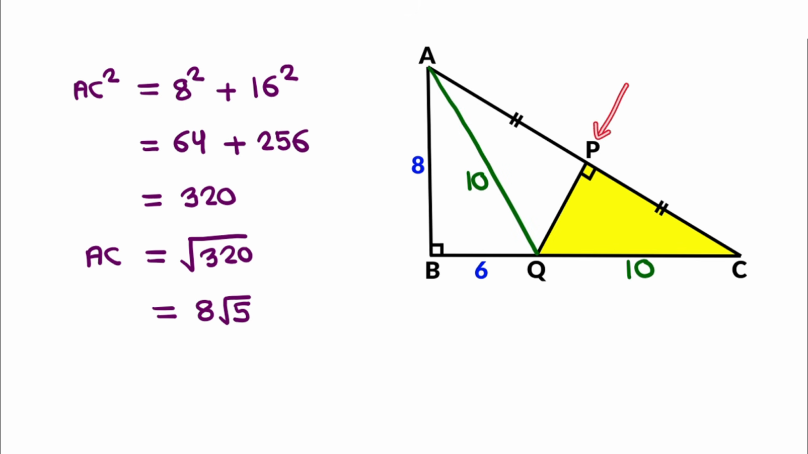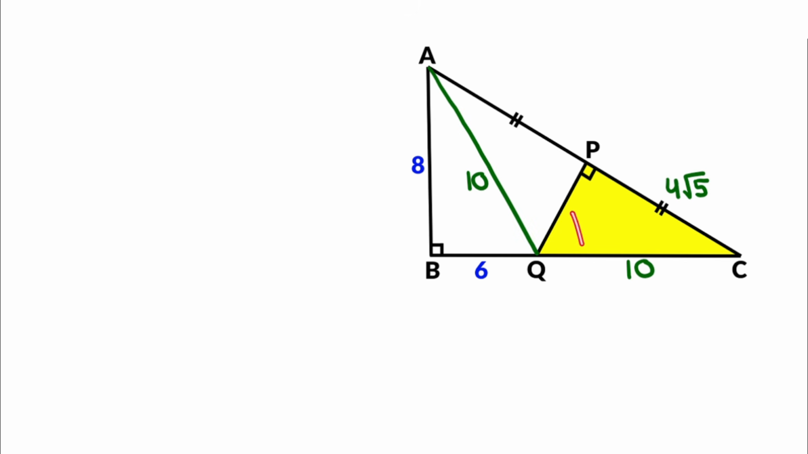Since P is the midpoint of the hypotenuse, PC is exactly half of AC. So PC equals 4 times the square root of 5. Now focus on our target triangle, triangle CQP. It's a right triangle. Its hypotenuse is QC, which is 10. Its base is PC, which is 4 times the square root of 5. Let's find the remaining side, QP.